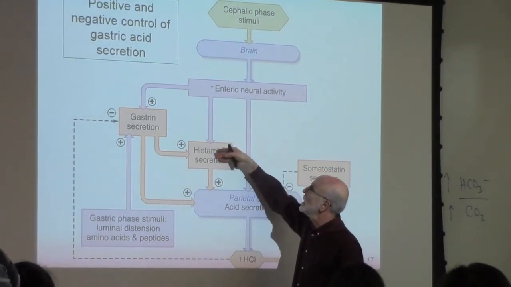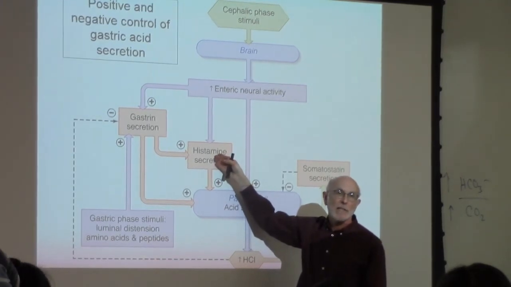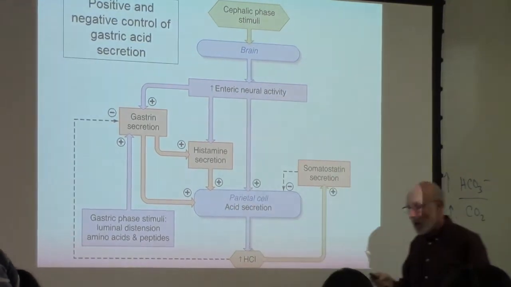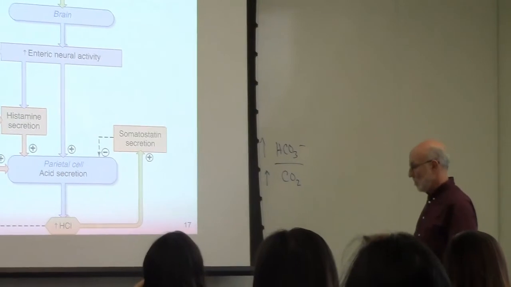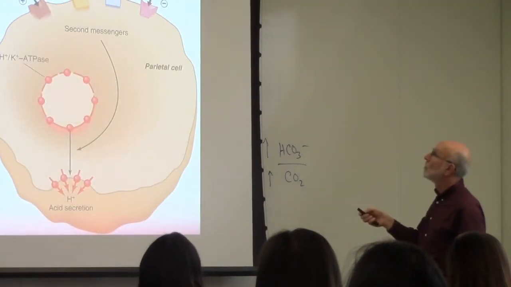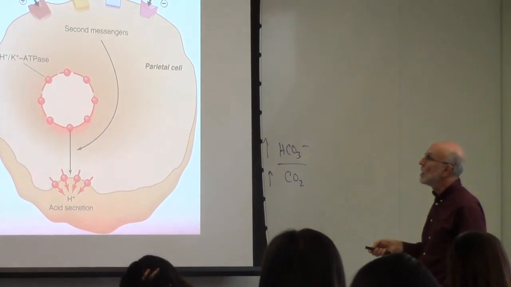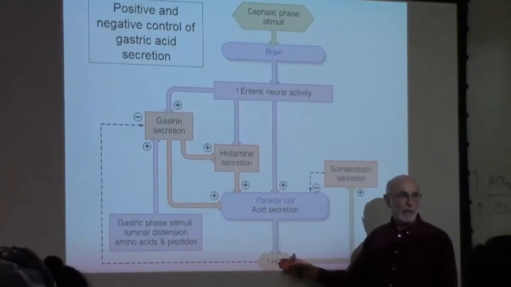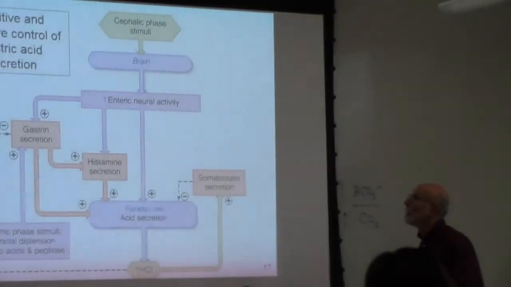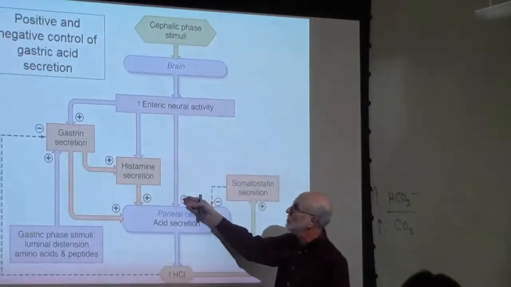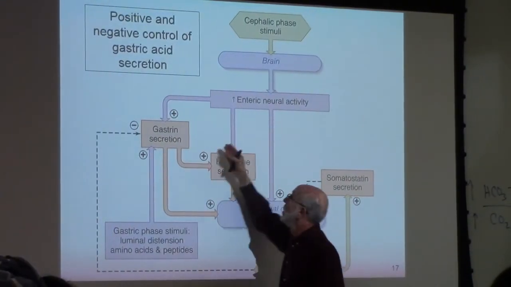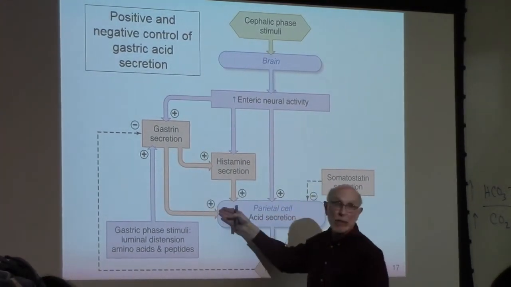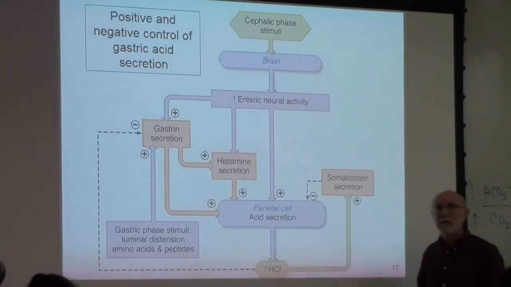Acetylcholine also stimulates histamine secretion from mast cells that are in the gastric mucosa. So histamine is another positive stimulator of the exocytosis of these vesicles, the delivery of the proton pump, and the pumping of acid into the lumen of the stomach. So we have to talk about acetylcholine's direct and indirect effects, histamine's direct effect, and gastrin's direct effect on the parietal cell itself.